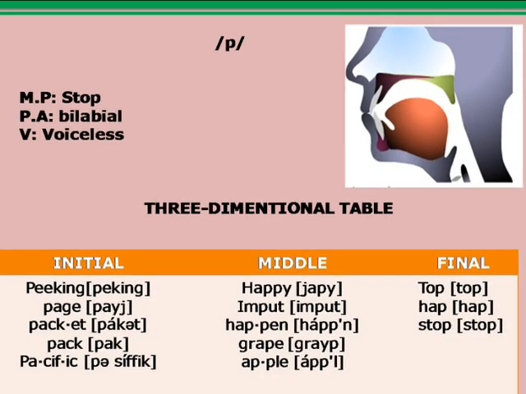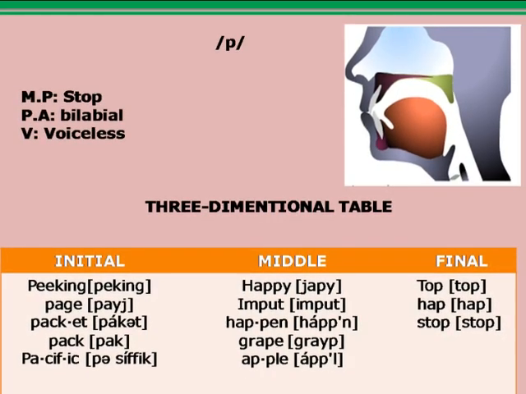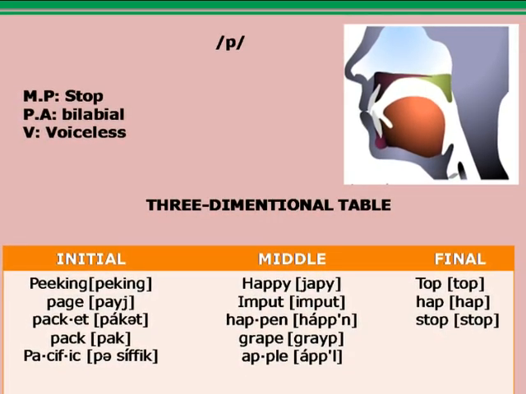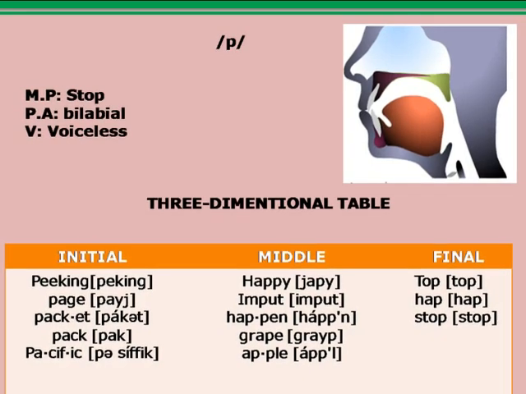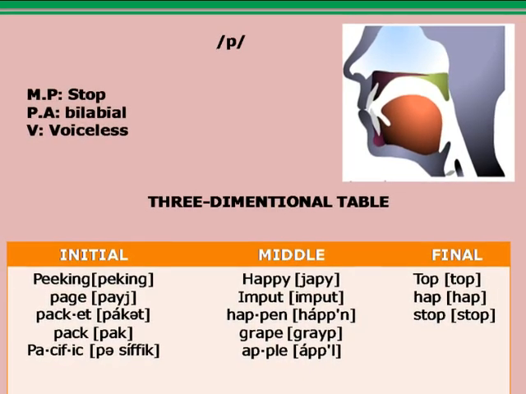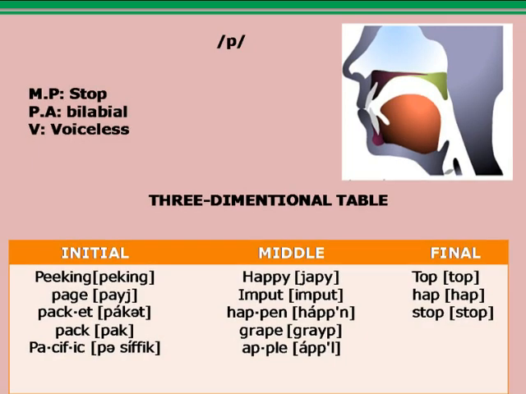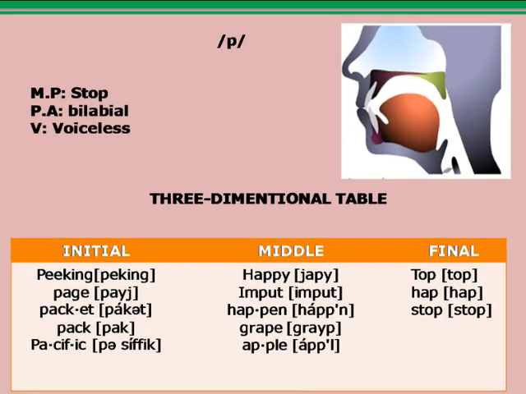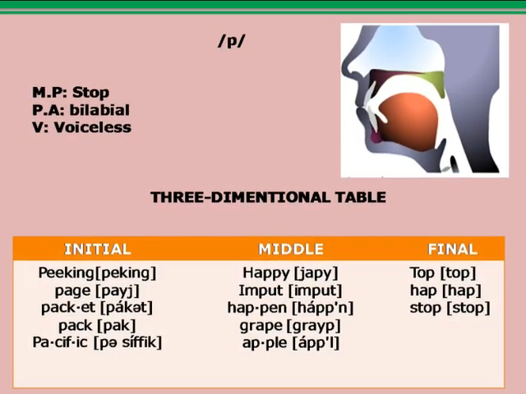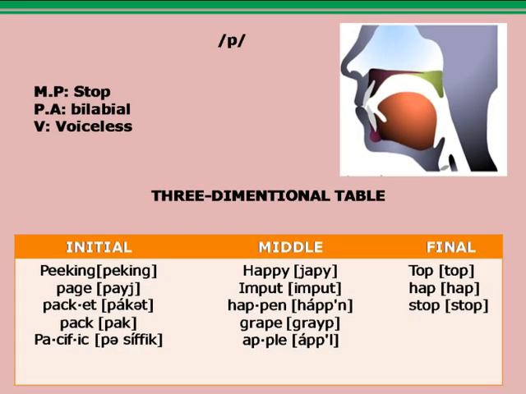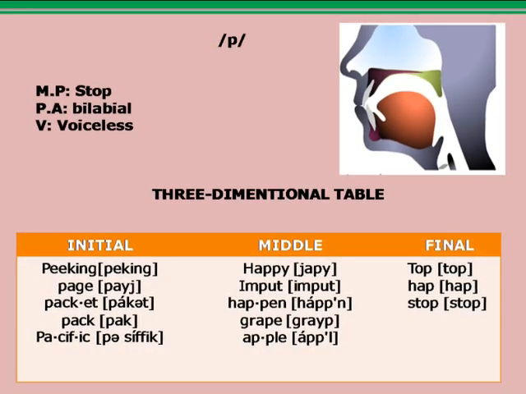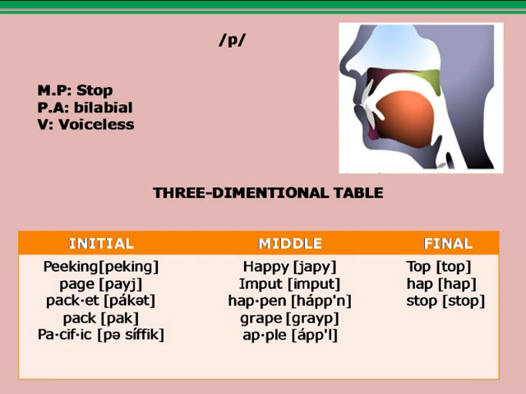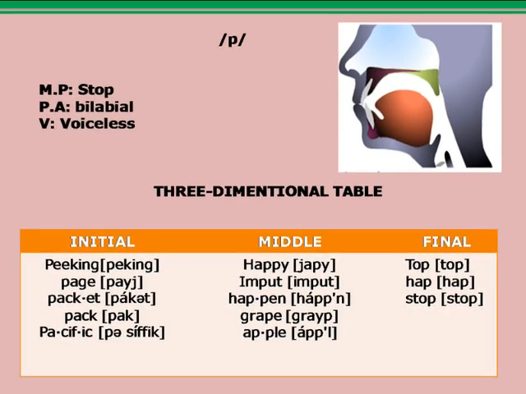In some languages, the vocal cords are actively separate, so it is always voiceless. In others, the cords are lax, so that it may take on the voicing of adjacent sounds. Three-dimensional table. We have initial position, middle position, and final position.